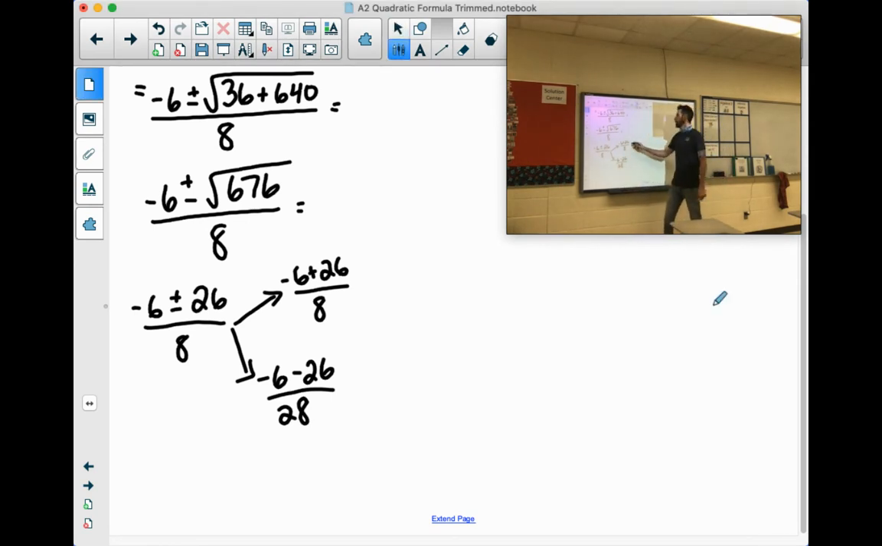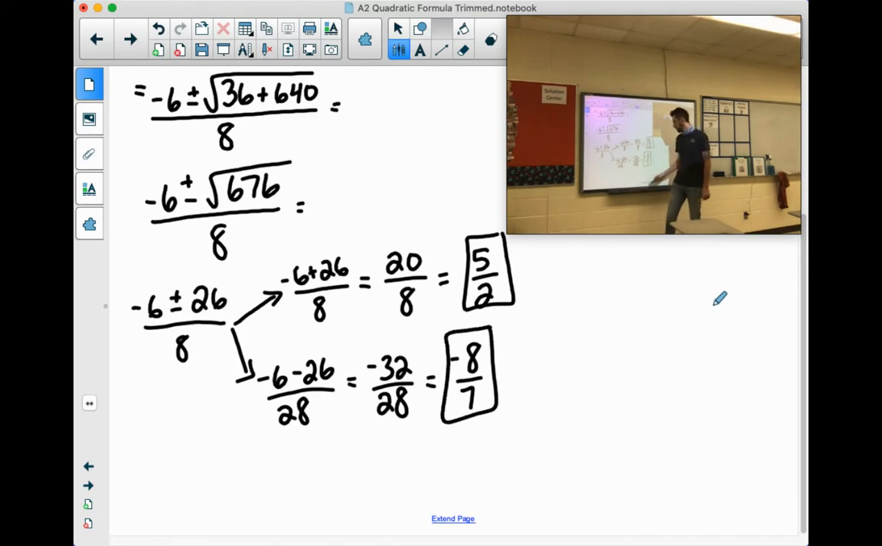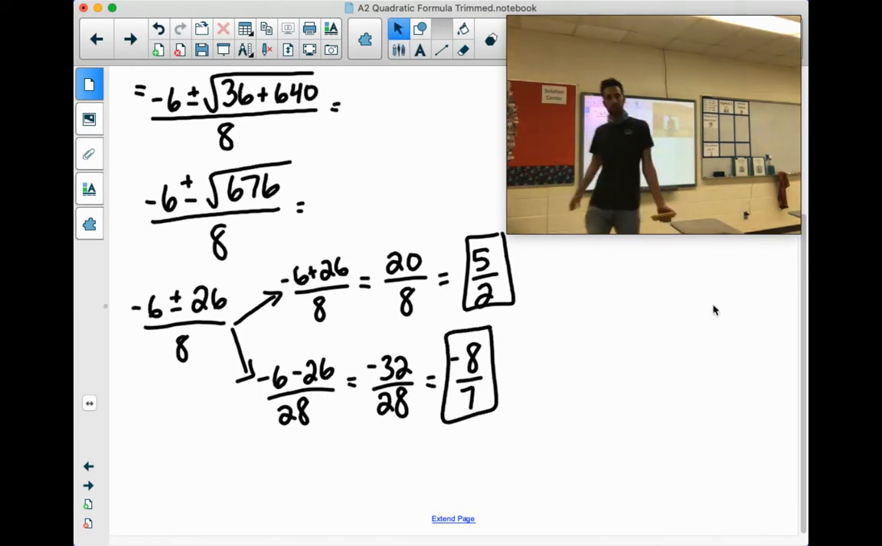Negative 6 plus 26 is 20 over 8. Those are both divisible by 4. So 20 divided by 4 is 5, 8 divided by 4 is 2. So 5 halves is one of our answers, or 2.5. Negative 6 minus 26 would be negative 32 over 8. Those are also both divisible by 4. So we'd have negative 8 over 2, which is negative 4. Those would be our 2 answers. Sweet. Not bad at all.